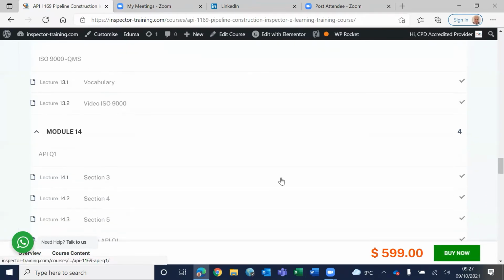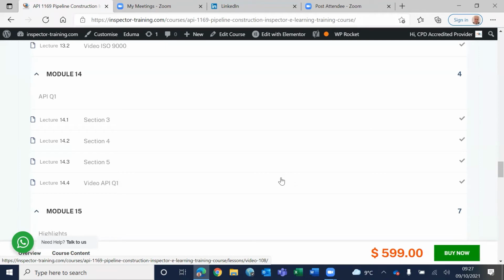Only the inspection part we have explained. So then we got ISO 9000. You only need to study the vocabulary and API Q1. You have to study sections 3, 4, and 5.